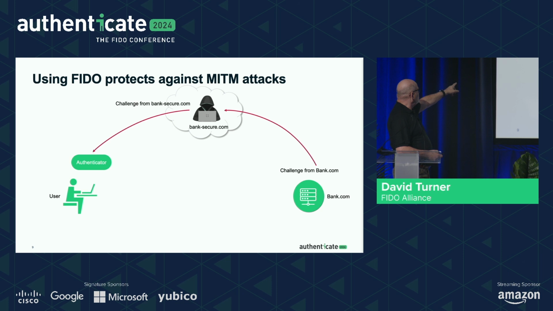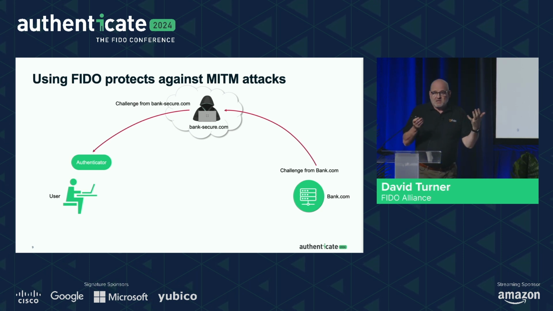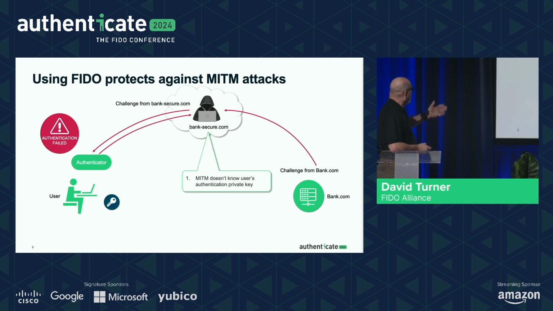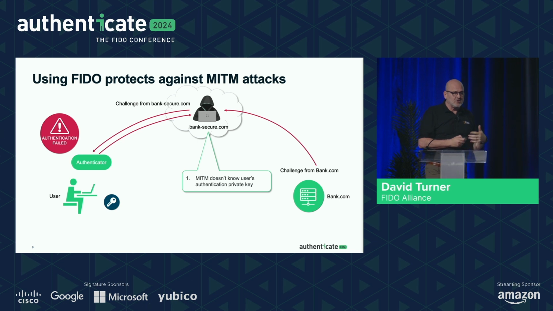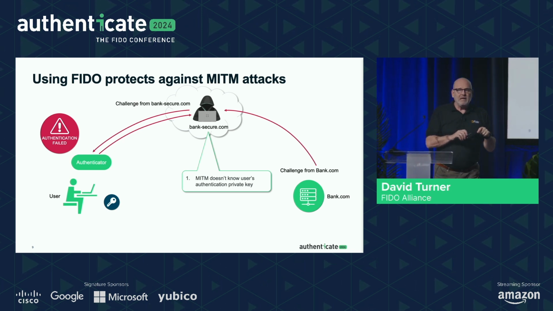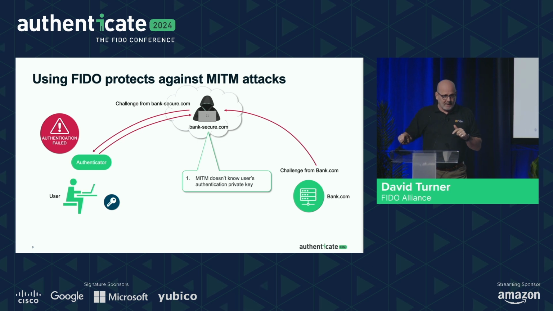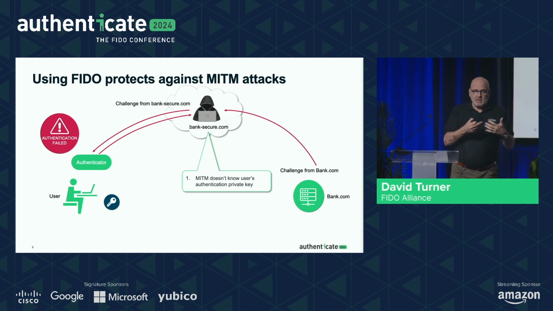And what happens is the authenticator says, I have no idea what that is. It doesn't recognize a credential from bank-secure.com, and so it just fails, right? It just fails. To be clear, it's not that the authenticator knows it's coming from a bad actor. It just knows I don't have a credential, and that's how it fails.